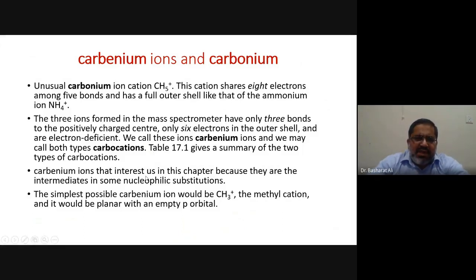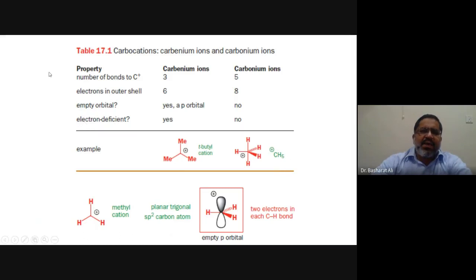Carbenium ions interest us in this chapter because they are intermediates in some nucleophilic substitution reactions. The simplest possible carbenium ion would be CH3 positive, the methyl cation, and it would be planar with an empty p orbital. Here is Table 7.1 on carbocations, carbenium ion and carbonium ion.